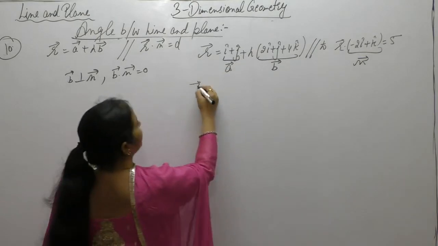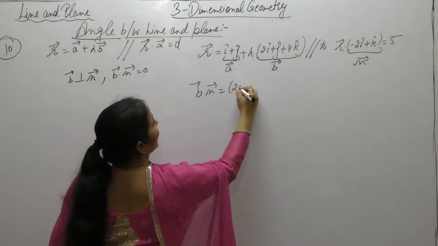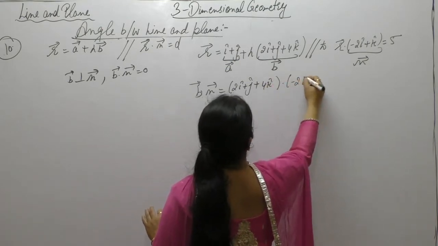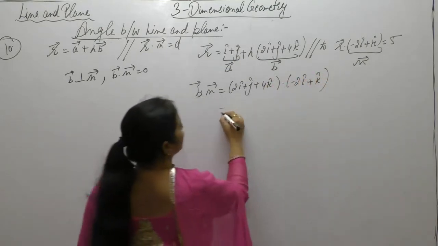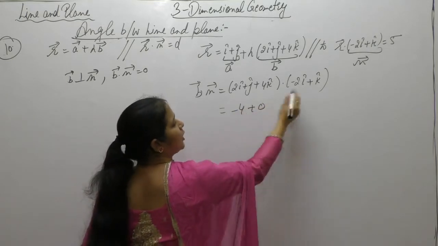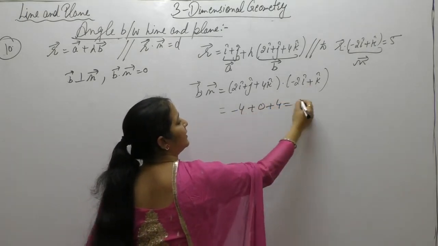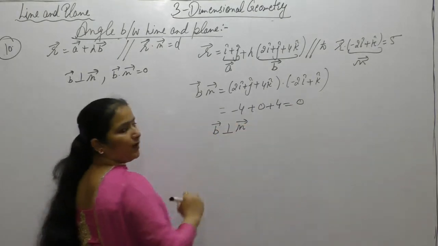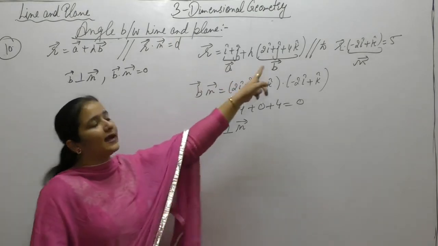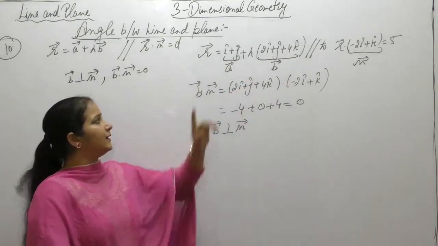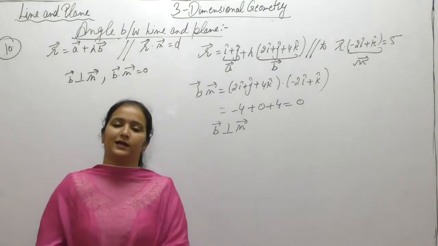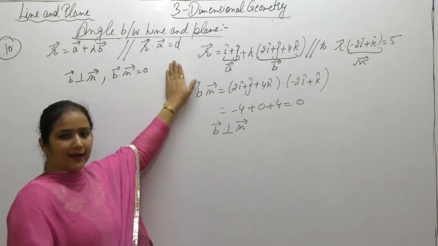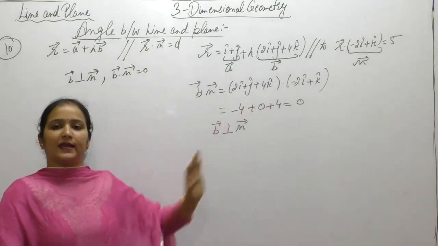Find the value of b dot n. (2i + j + 4k) dot (-2i + k): 2 into -2 is -4, the j component is not there, 4 into 1 is 4. So b dot n is 0, which means the b vector is perpendicular to the n vector. It means the line is parallel to the given plane. So we have proved that this line is parallel to the given plane.